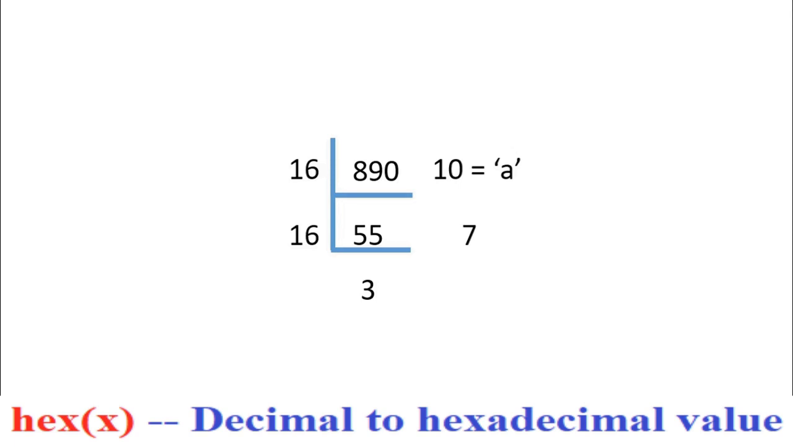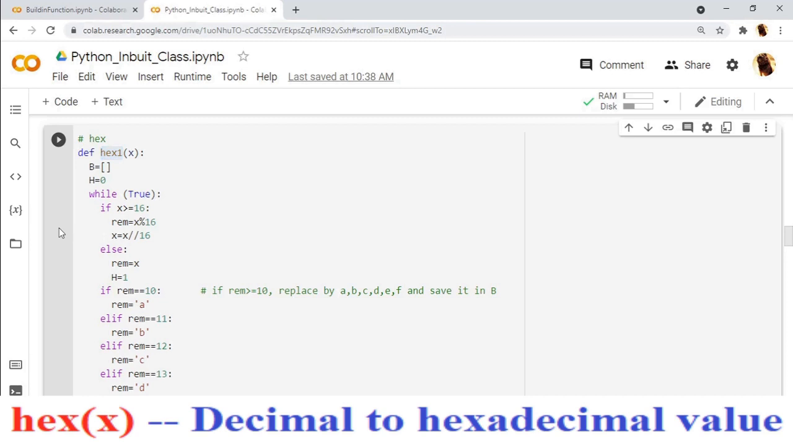Another point to be noted here is if the remainder is between 10 and 15, we want to change it into alphabets. Here 10 is the remainder, so the alphabet is A. Let us get into the coding part of the hex built-in function, which we are going to create by ourselves. Let the name of the function be X1.